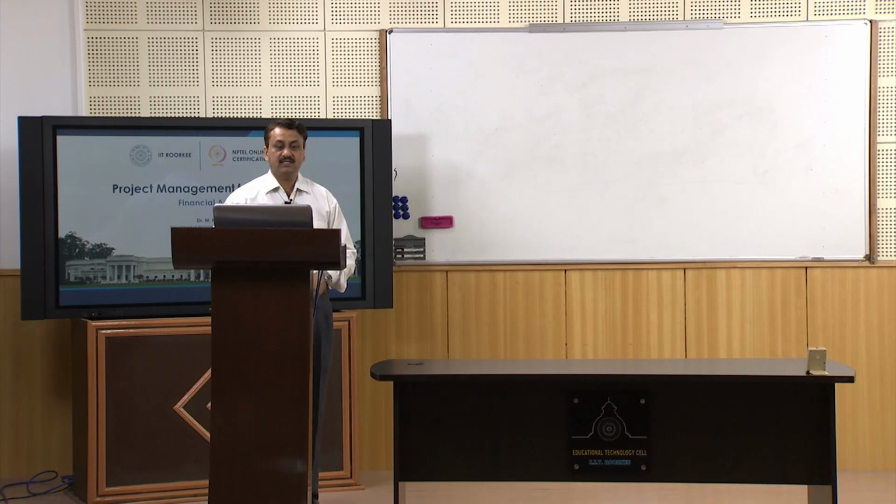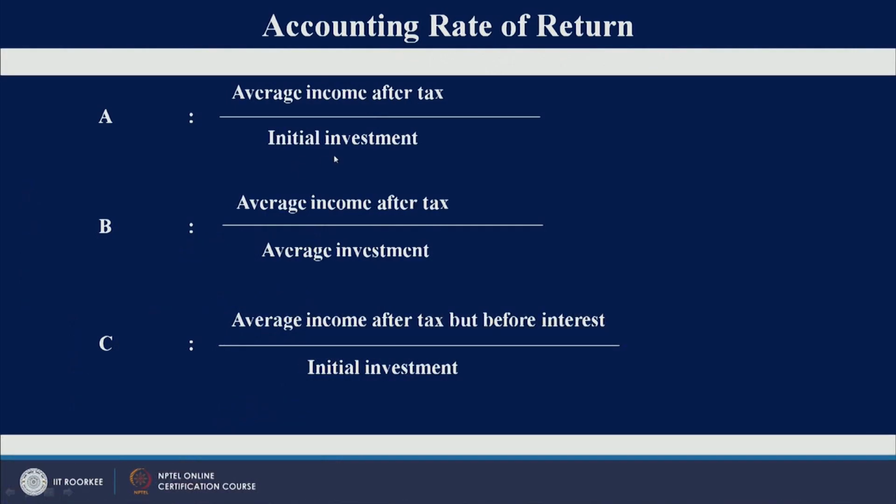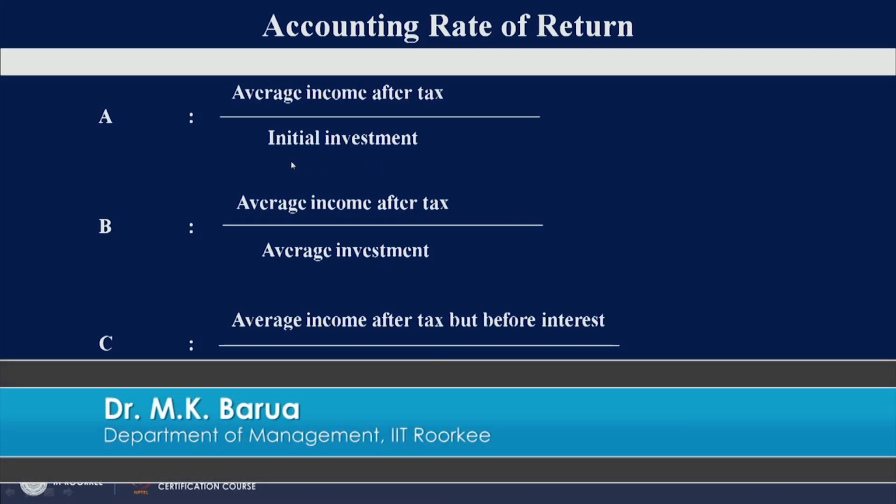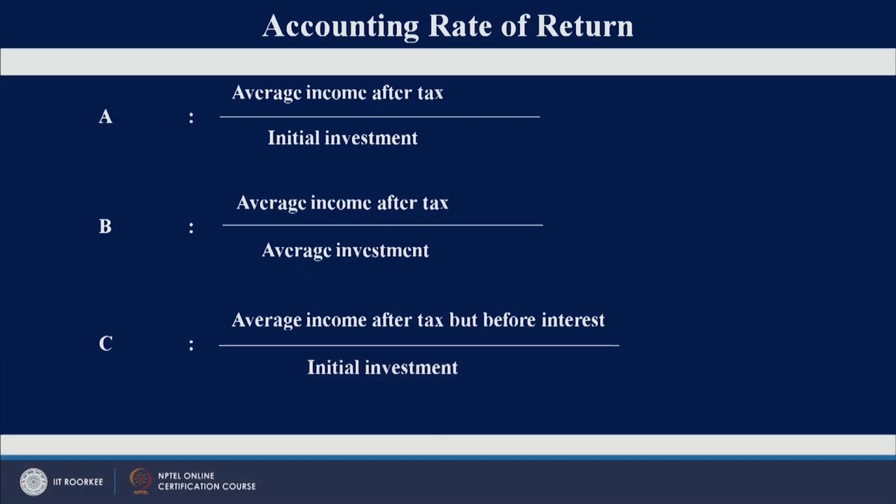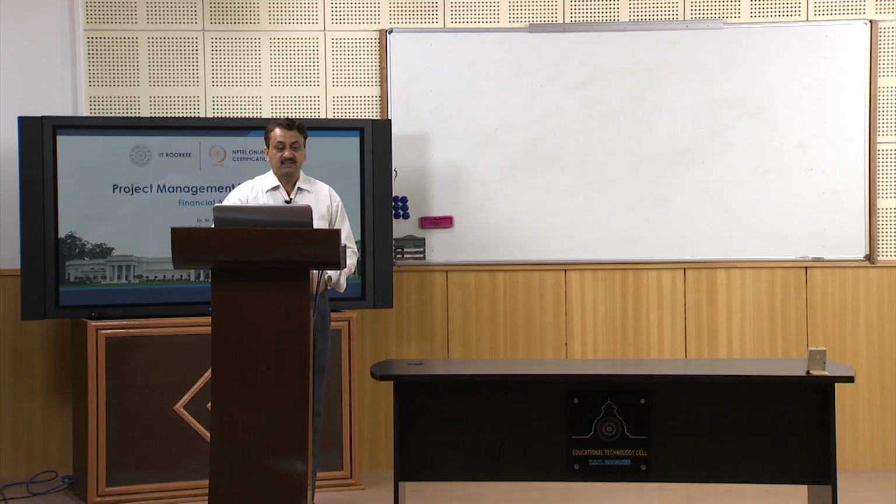So the first is average income after tax divided by initial investment. You can have average income after tax divided by average investment. So here it is initial investment, here it is average investment, so you are measuring investment in two different ways. The third one is average income after tax but before interest divided by initial investment. Similarly you can have average income after tax but before interest divided by average investment.